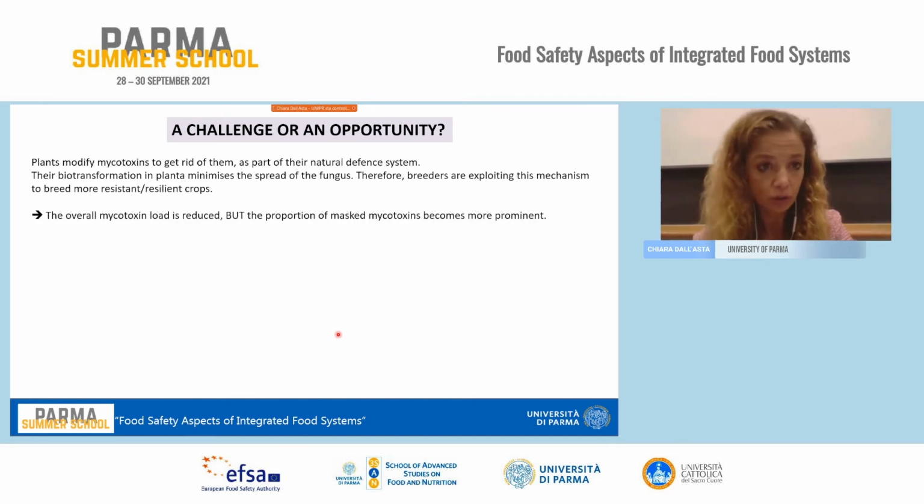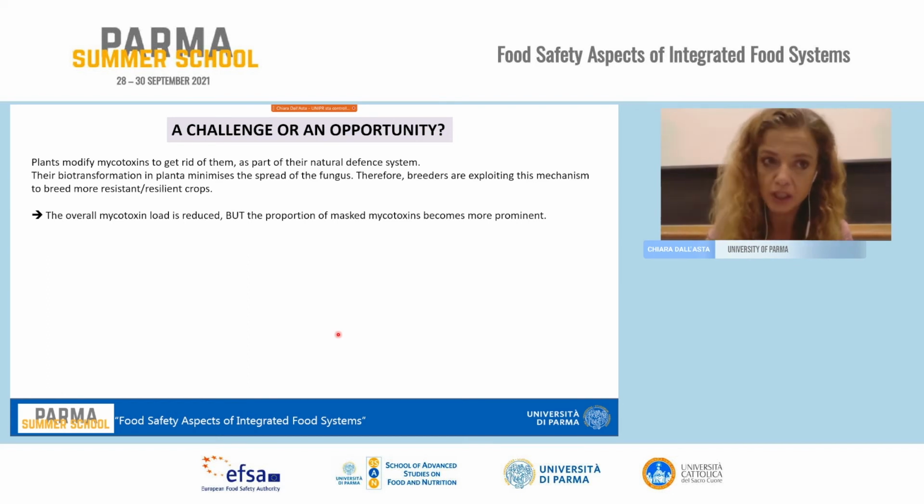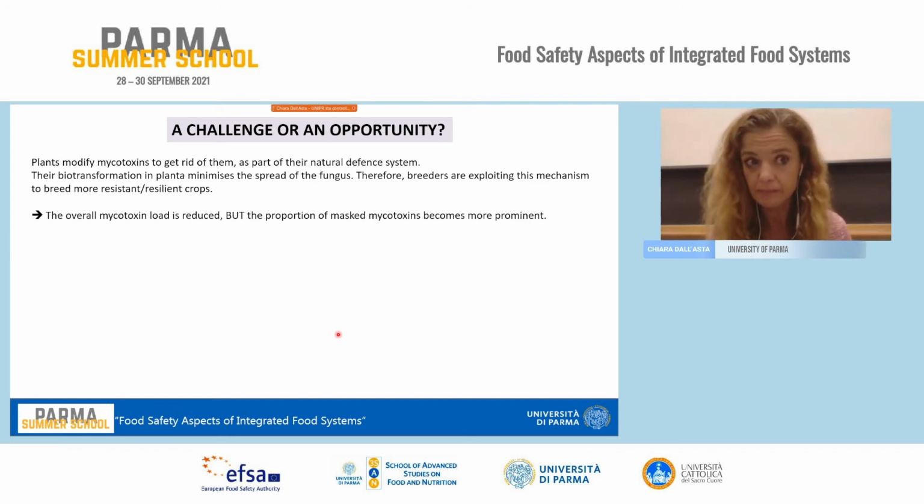Plants modify mycotoxins to get rid of them. This is extremely important, as a part of their natural defense system. This is wonderful for breeders because their biotransformation in plants minimizes the spread of the fungus. Therefore, breeders nowadays may use this ability to biotransform to select or to breed more resistant or resilient crops. This is definitely good in terms of food security and resilience and sustainability of our crops, and the overall mycotoxin load in this way is reduced.